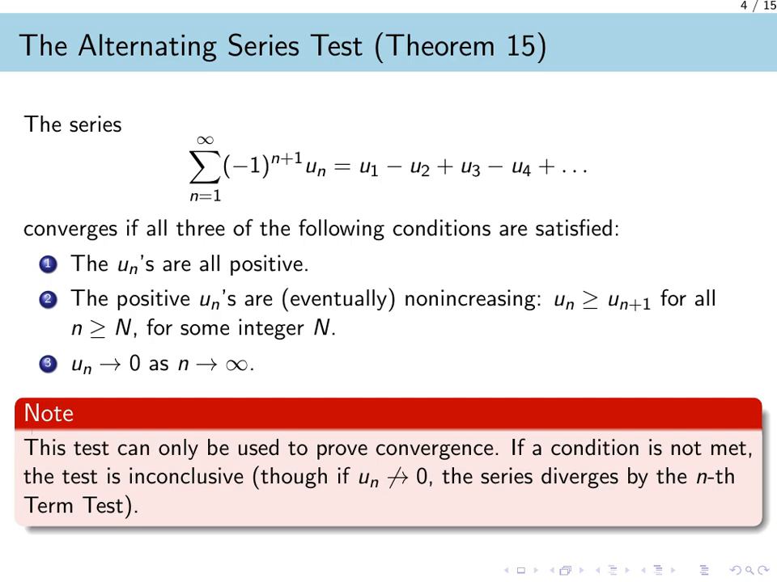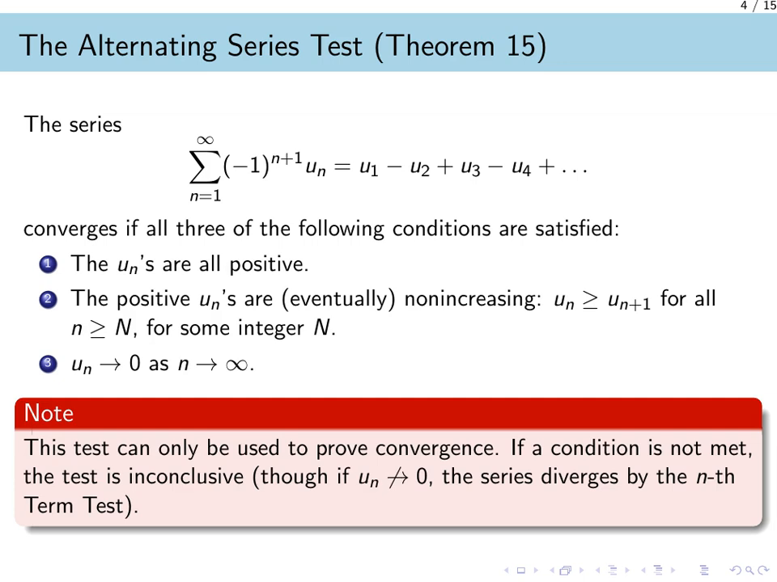First, the terms u sub n, which represent the positive magnitudes, must all be positive. Second, this sequence of positive terms must eventually become non-increasing. This means that each term is greater than or equal to the next term for all terms beyond a certain point in the series. Third, the limit of these terms, u sub n as n approaches infinity, must be 0. The terms must shrink all the way to 0.